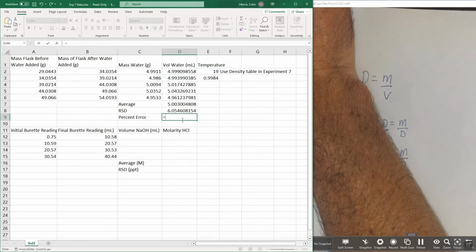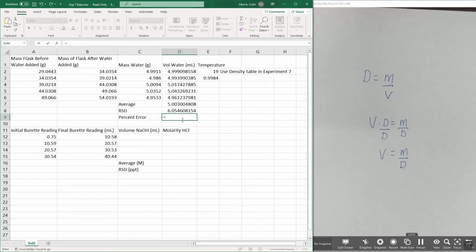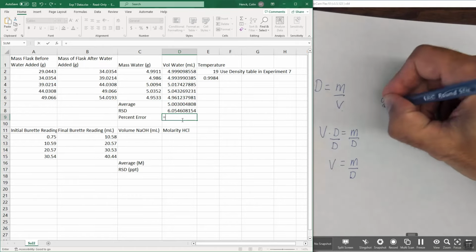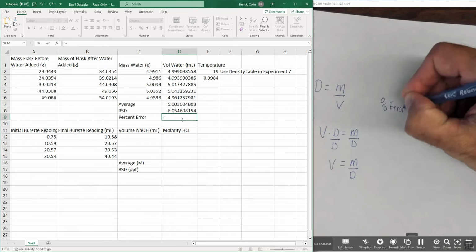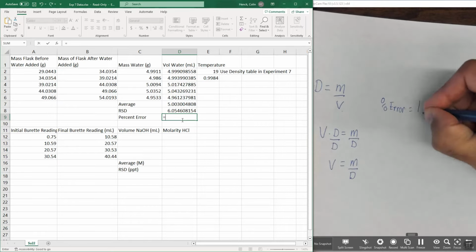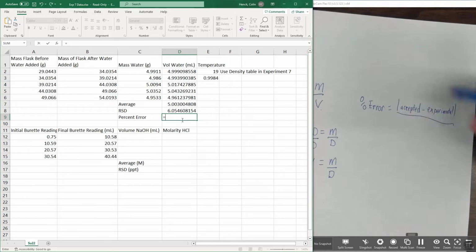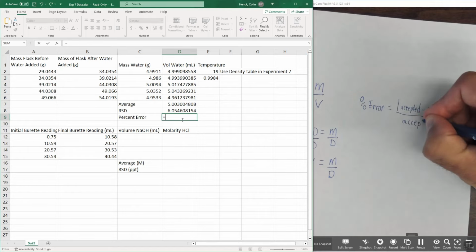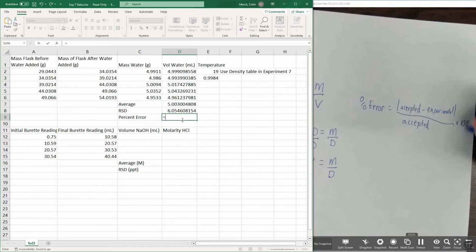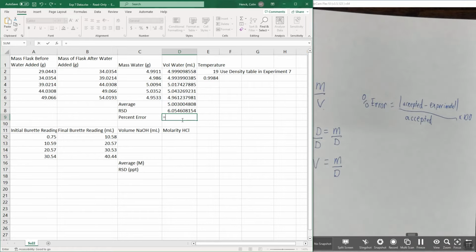Then the percent error. So the percent error is the difference from the accepted value to the experimental value. In this case, we're going to use the average. So the percent error, as you've done before, is equal to the accepted value minus the experimental value, as an absolute value, because we don't care if it's higher or lower, divided by the accepted value, times 100. So in this case, the accepted value is 5 milliliters.